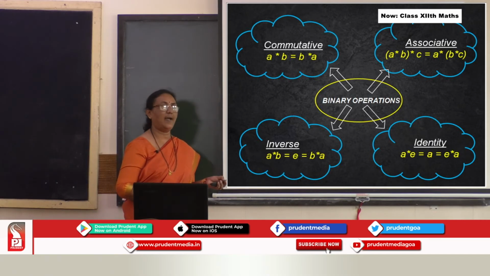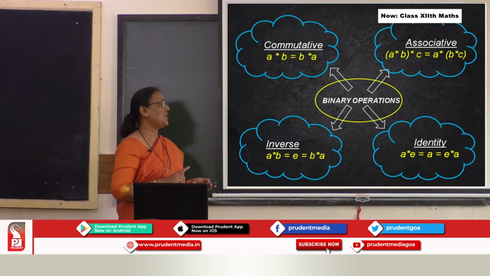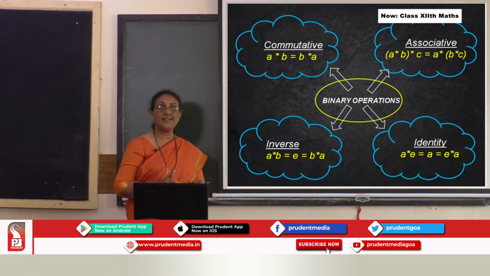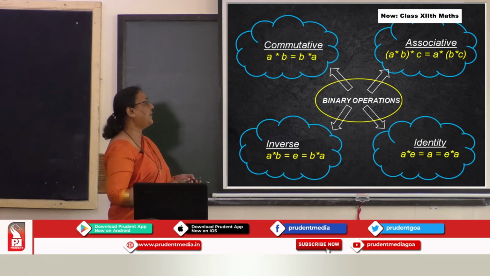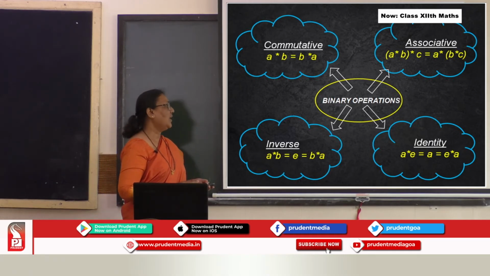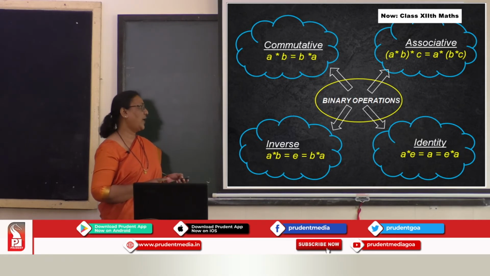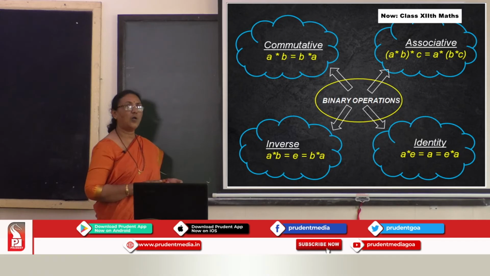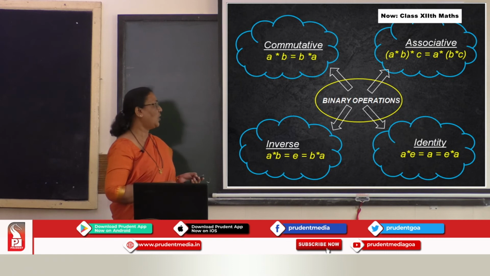In identity you remember the identity card. So A star E equals A equals E star A. If the identity exists, then only can you proceed further. If the identity element does not exist, then you cannot proceed further. Then after identity comes inverse. If the identity element exists, then only inverse will come. So if A star B is equal to E, or B star A is equal to E, then B is called the inverse of A, and A is called the inverse of B. Is it clear to you all?